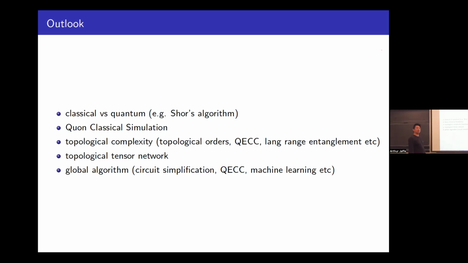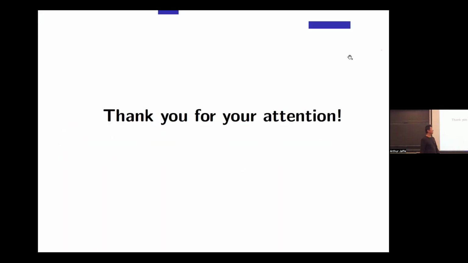And somehow I think the most exciting part is that this algorithm really captured the global phenomena of quantum circuits. So I think we should go to an era to study the global phenomena of quantum circuits. And it seems that the quantum advantage really comes from those global structures. Thank you.